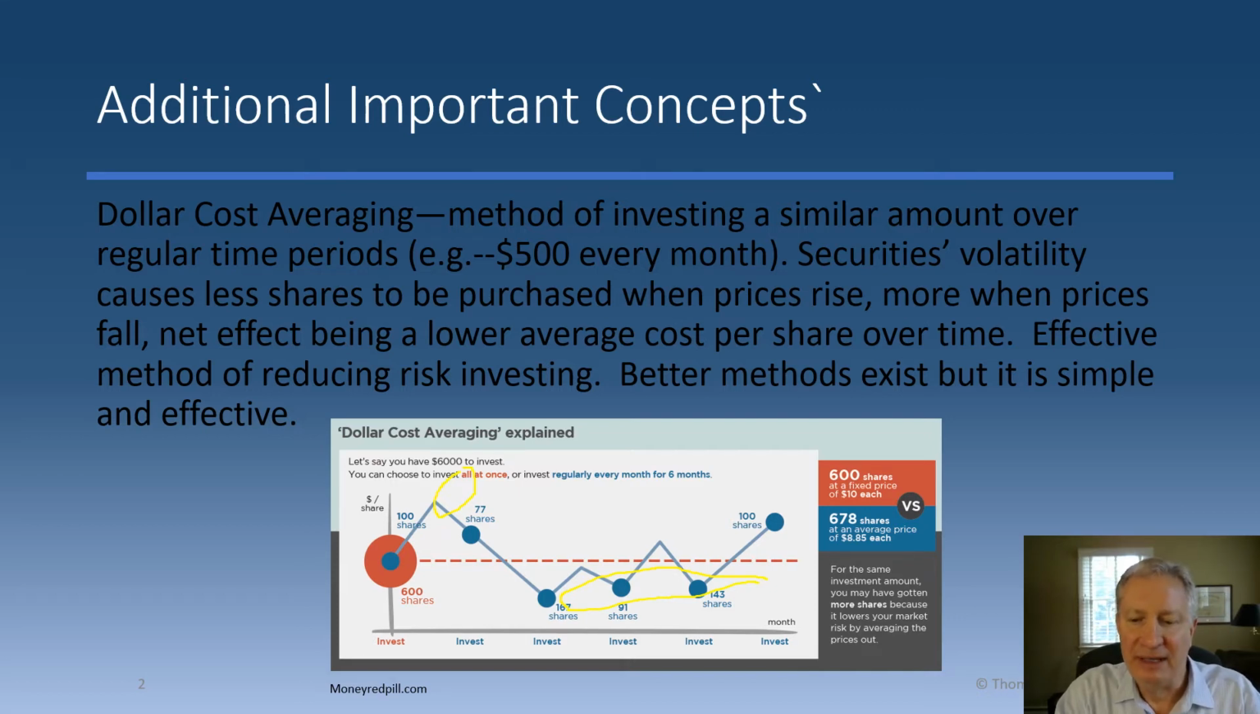The benefit is right here. We get more shares on average buying this way, by buying a consistent amount over consistent time periods. And then if we had done it one time and taken our chance, in this example, 600 shares at a fixed price of $10 each versus 678 shares at $8.85 on average.